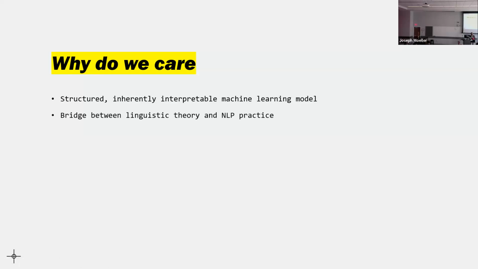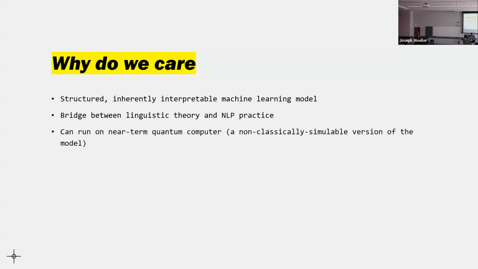Secondly, we hope that DisCoCirc can serve to bridge the rather large gulf that currently exists between linguistic theory and natural language processing practice these days, especially with respect to incorporating deep learning methods in a very native way. And finally, DisCoCirc is interesting because it's a model that we hope to run very soon on a quantum computer. The version we will be running on a quantum computer will be a version of the model that is not classically simulable. And so that's very exciting.